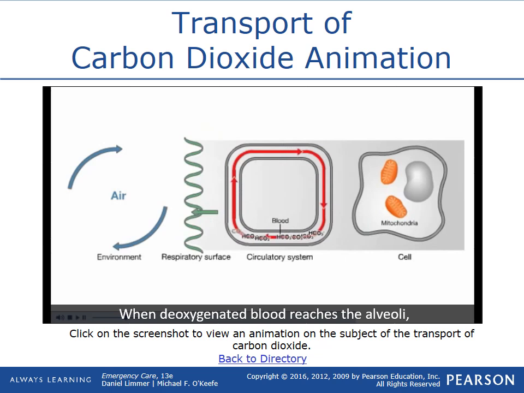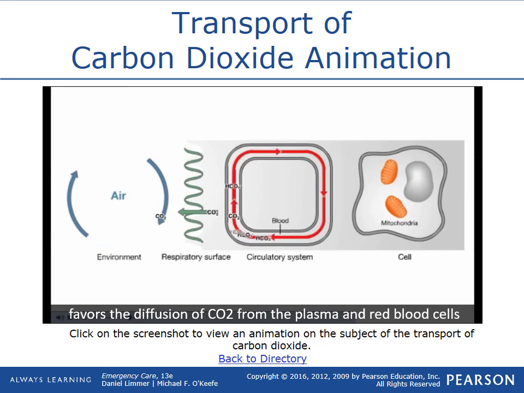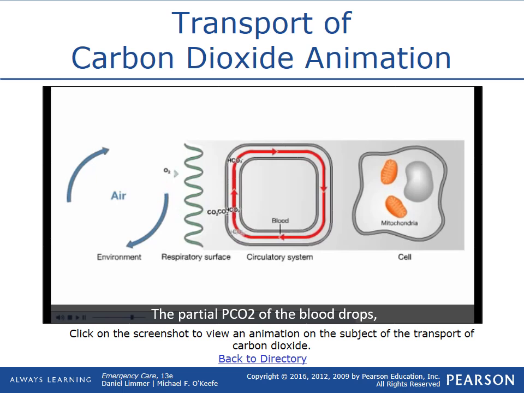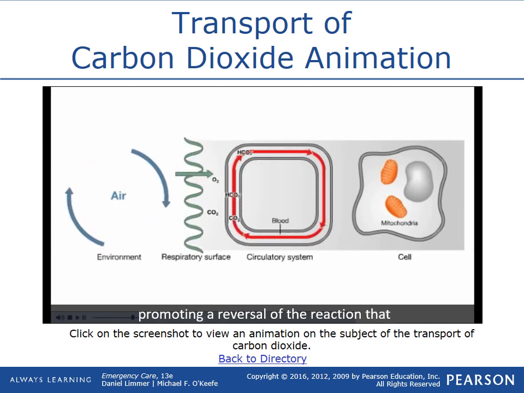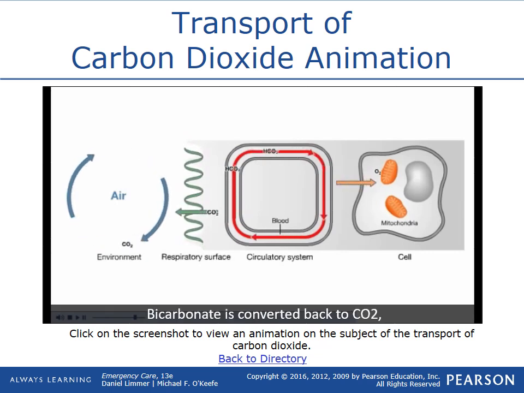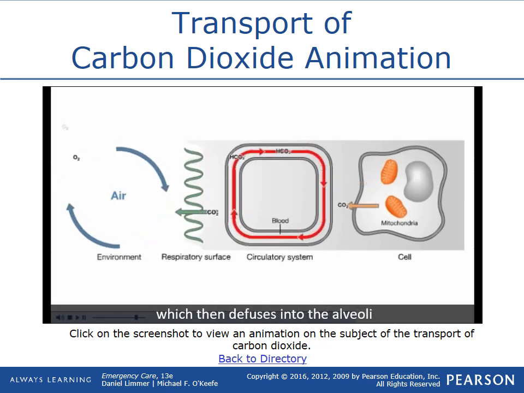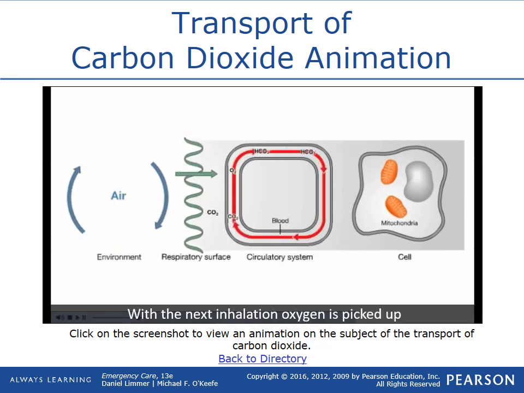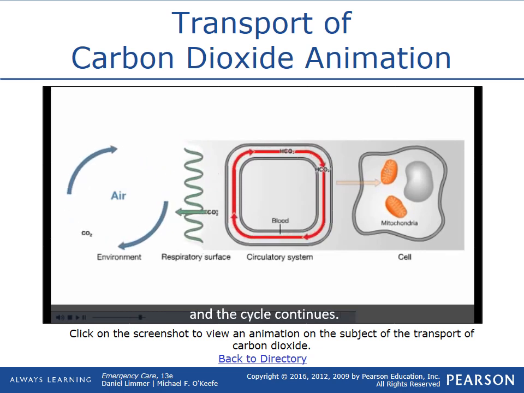When deoxygenated blood reaches the alveoli, the environment changes dramatically. In the lungs, a concentration gradient favors the diffusion of CO2 from the plasma and red blood cells to the atmosphere. The partial PCO2 of the blood drops, promoting a reversal of the reaction that occurred in the tissues. Bicarbonate is converted back to CO2, which then diffuses into the alveoli and is exhaled by the lungs. With the next inhalation, oxygen is picked up, and the cycle continues.